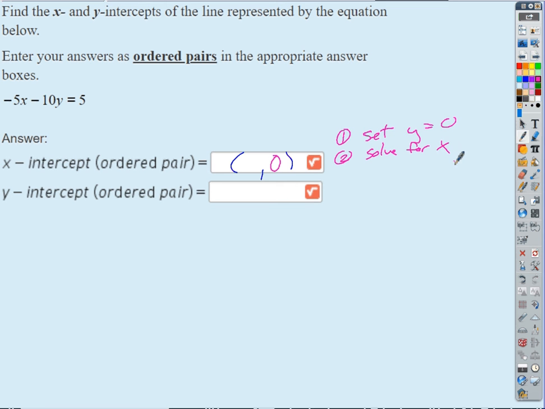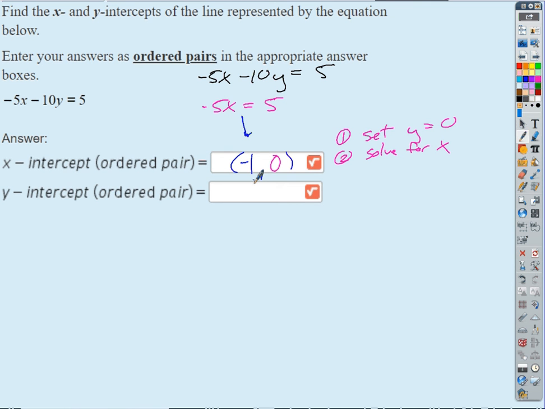That's it, right? So if we set y equal to 0, here's our equation, and let me rewrite that. Our equation looks like negative 5x minus 10y equals 5. If I set y equal to 0, what does that equation become? Yeah, I just cover that term up, don't I? And so I get the simple equation, negative 5x equals 5. What's the one step to solve for x? Divide by negative 5. And what's that give us then? We get negative 1 for our x value.